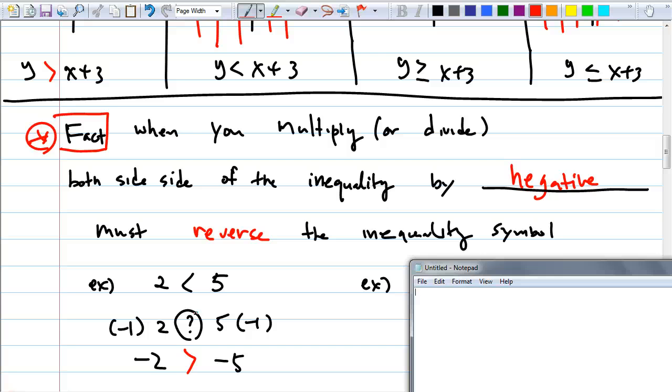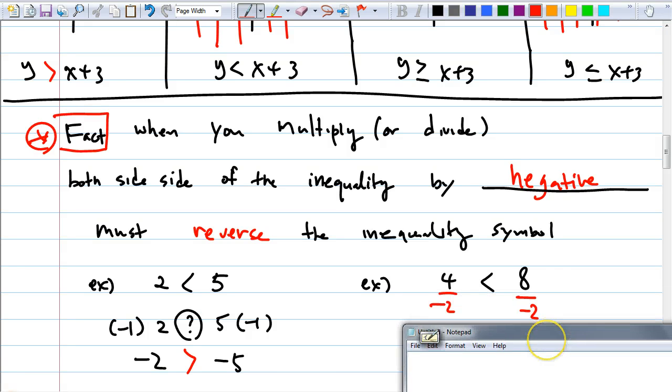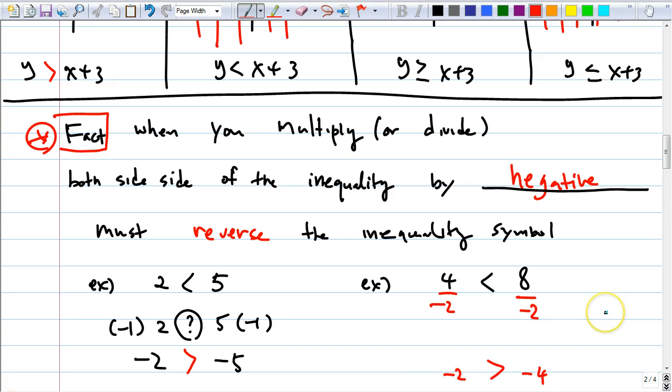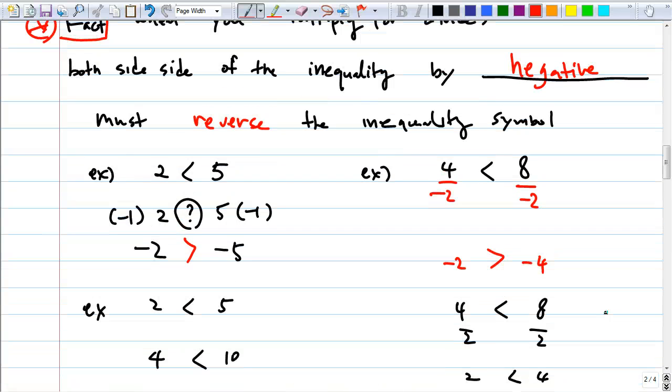Let's see what happens here. I have 4 and 8. Let's divide both sides by negative 2. Would the right side still be greater? No. Therefore you have to reverse the inequality symbol. What if I divide or multiply both sides by a positive number? Does it do anything? No, it stays the same. Here's an example. If I have 2 and 5 and multiply both sides by 2, the right side is still greater. If I have 4 and 8 and divide by 2, the right side is still greater.